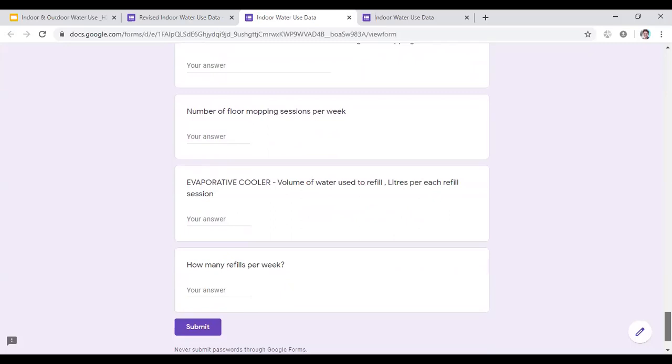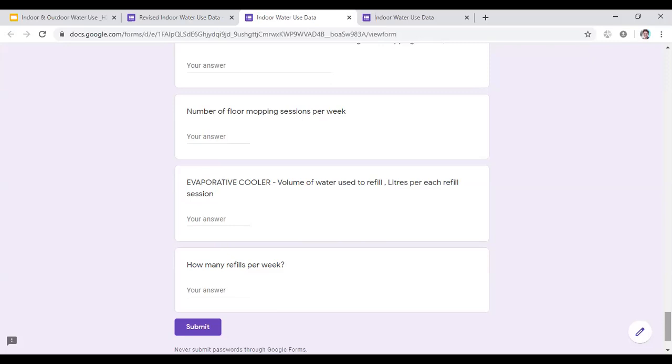And then finally, the evaporative cooler. Again, if it is not relevant in a particular house, you just put 0 for the answers, and that will take care of the analysis. We ask them about the evaporative cooler, what volume of water they use to refill for each session, and then how many such refills they do per week. So that's all, everyone. This is basically how you use the form.